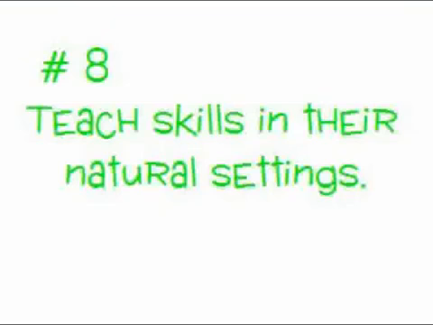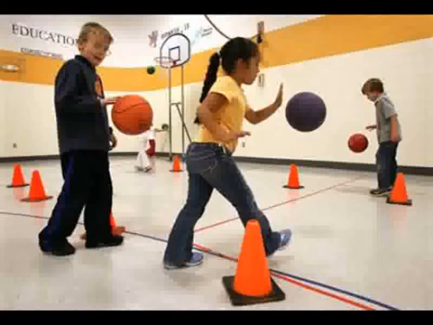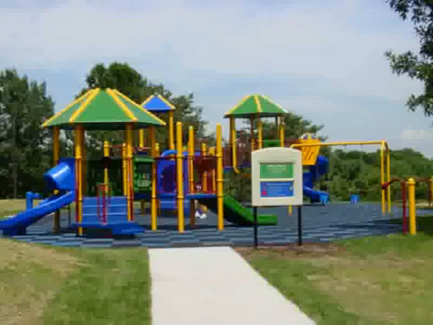Number 8. Teach skills in their natural settings. Some students with autism might not transfer table manners taught in the classroom to the cafeteria. Game participation skills taught in physical education class may not carry over to the playground. Whenever possible, teach skills in the environment where students will use them.